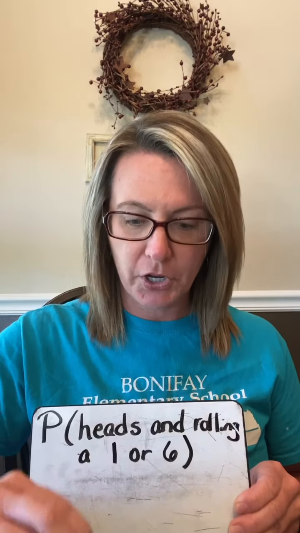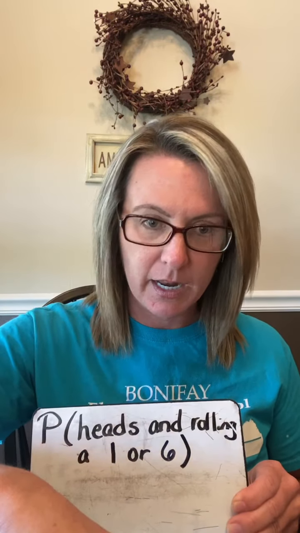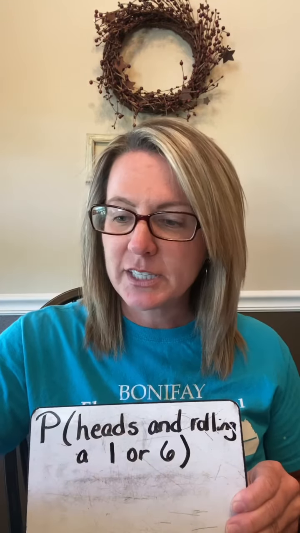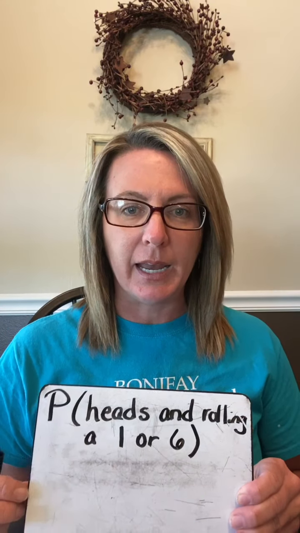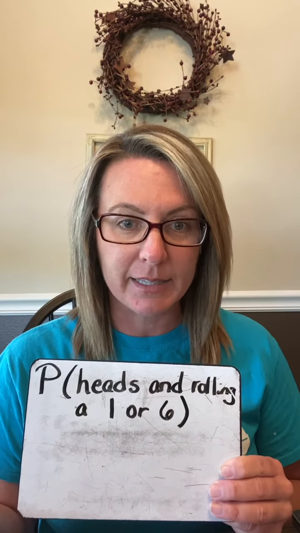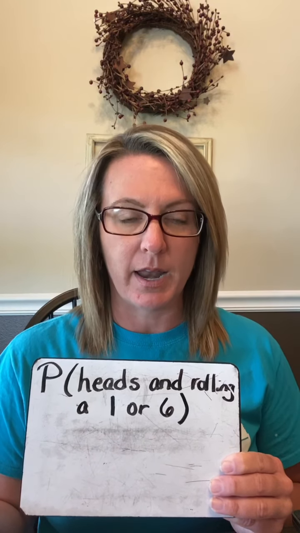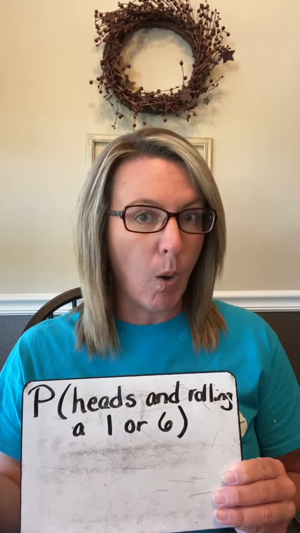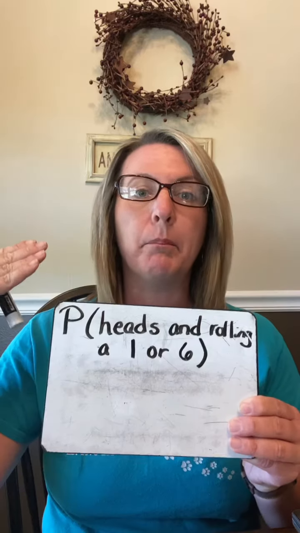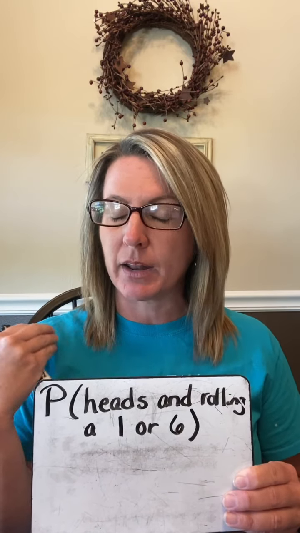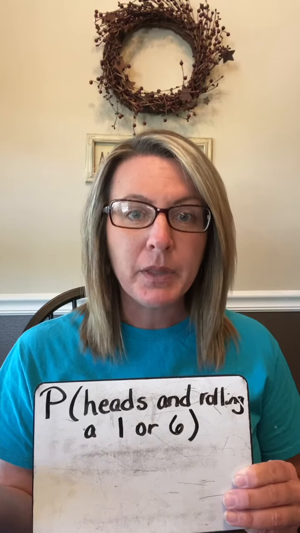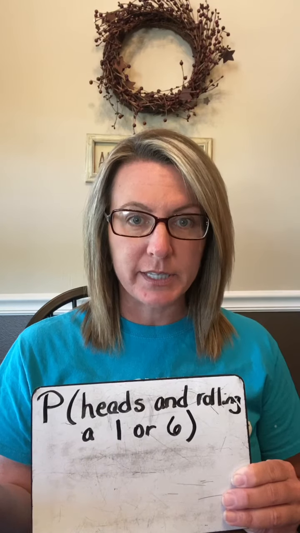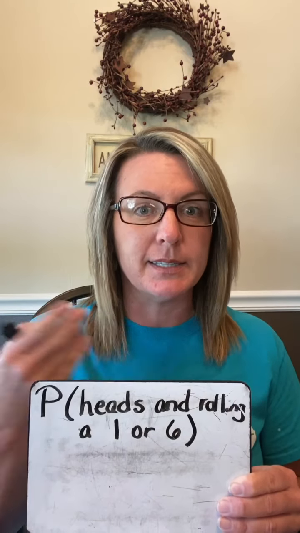So here's my little number cube from an earlier lesson and a quarter, heads, tails, right? So let's just say that we wanted to find the probability of flipping that coin and getting heads and rolling a 1 or 6 on that number cube. I want to know the probability of both of those things happening, okay? Not one versus the other, but both of these things. What is the probability that I could flip that coin one time and get a heads and roll that number cube one time and get a 1 or 6? What is the probability that both of those events could happen together?